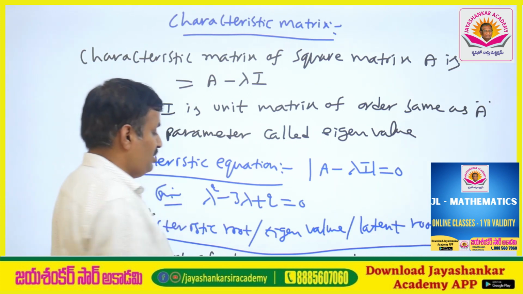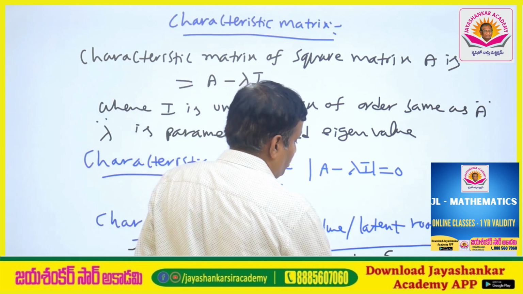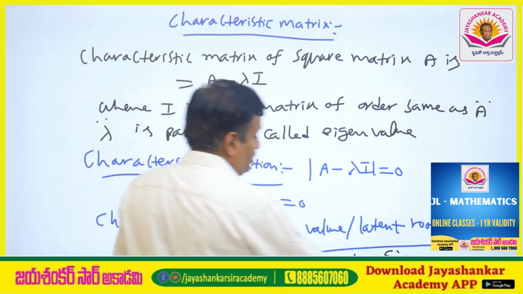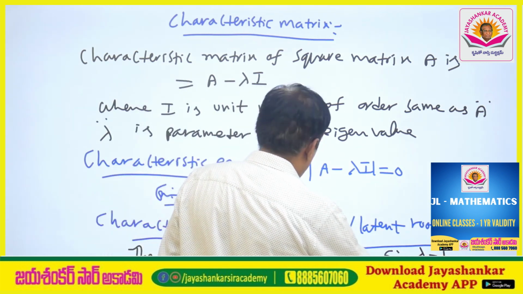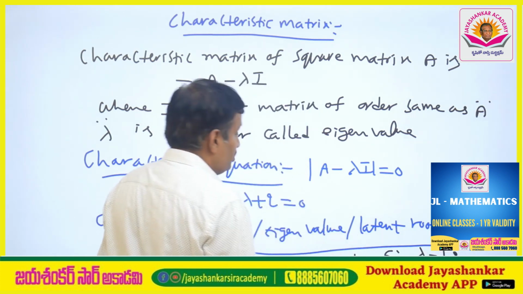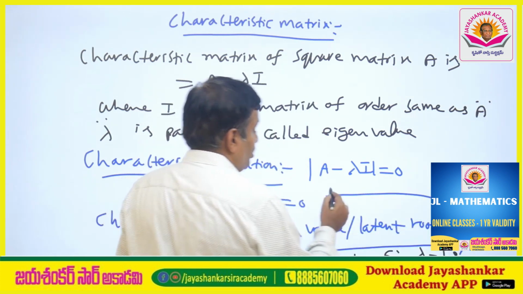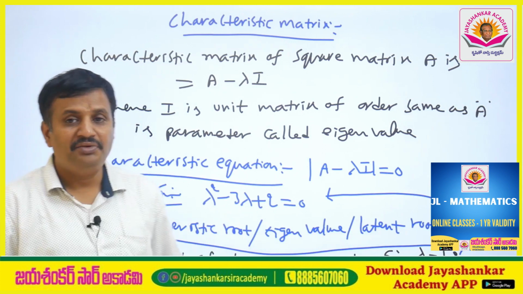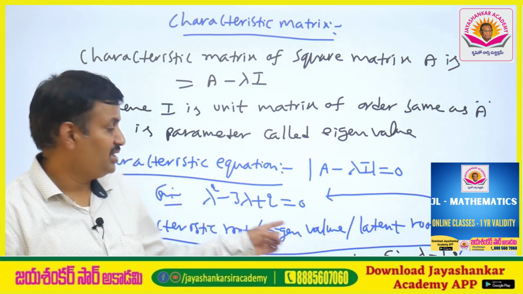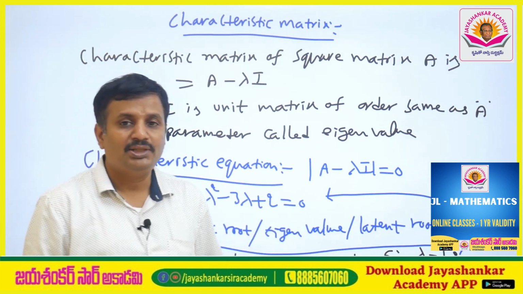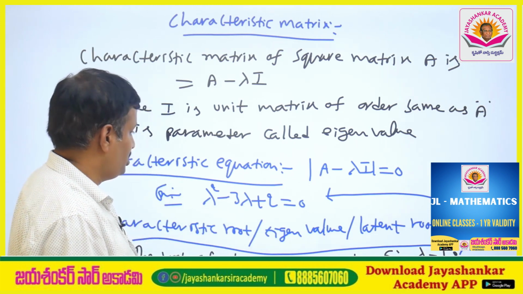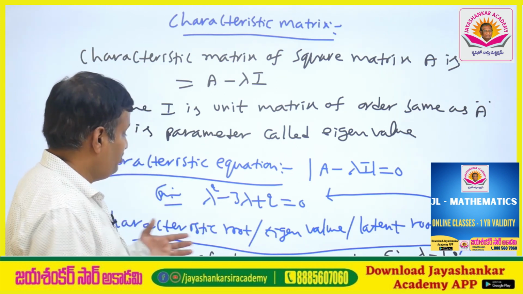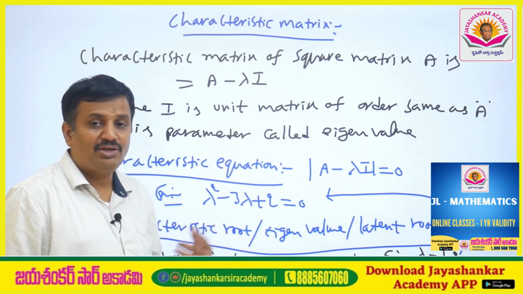In the above example, lambda equals 1 and 2. So in this example, 1 and 2 are the eigenvalues. What are the roots of this characteristic equation? 1 and 2 are the characteristic roots. Another name of the characteristic root is eigenvalue and also latent root.